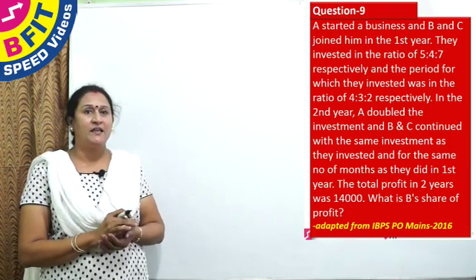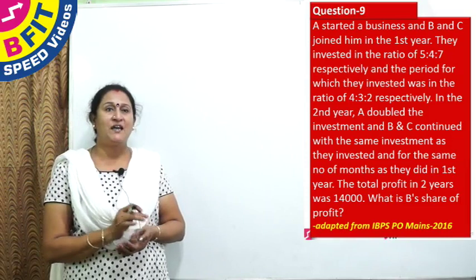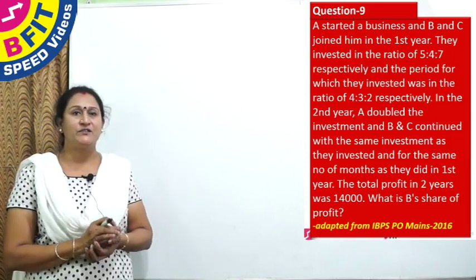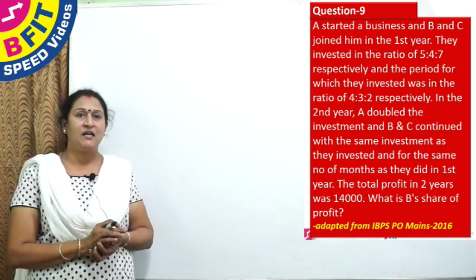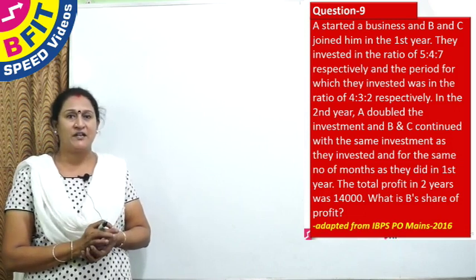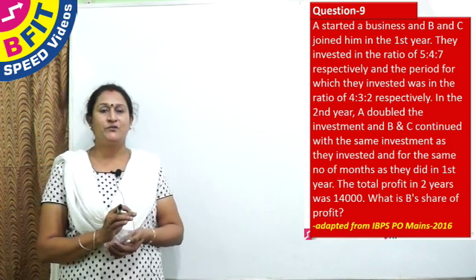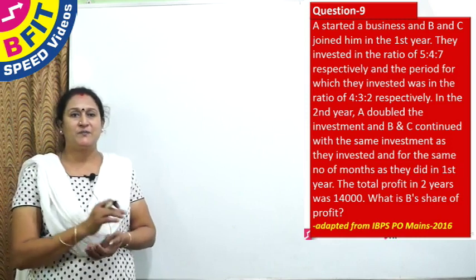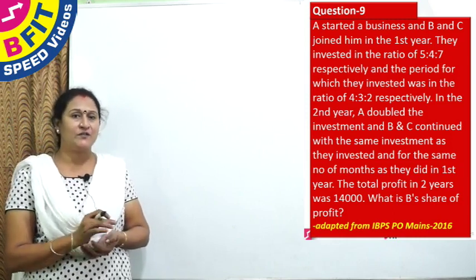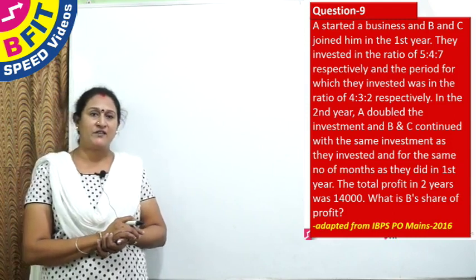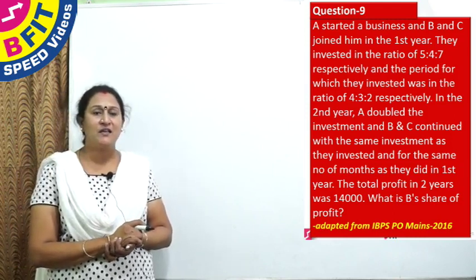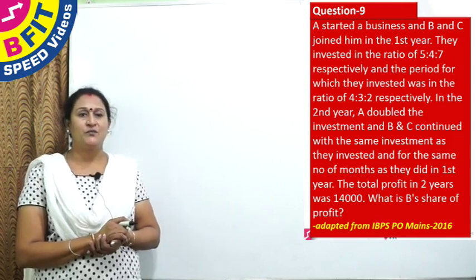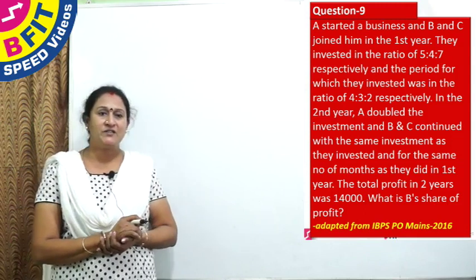The question is, A started a business and B and C joined him in the first year. They invested in the ratio of 5:4:7 respectively, and the period for which they invested was in the ratio of 4:3:2 respectively. In the second year, A doubled the investment and B and C continued with the same investment as they invested and for the same number of months as they did in the first year. The total profit in 2 years was rupees 14,000. What is B's share of profit?